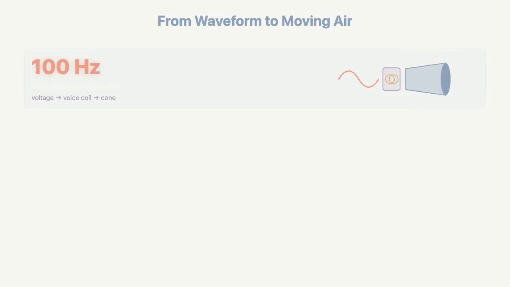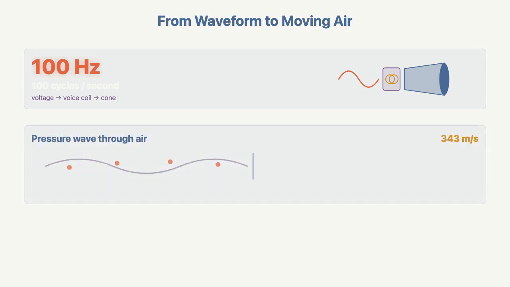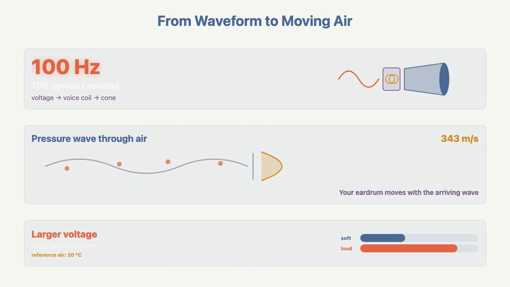A 100 Hz sine wave makes the voice coil move forward and backward 100 times per second, producing alternating compressions and rarefactions in the air. Those pressure variations travel through air at about 343 meters per second at 20 degrees Celsius. Your eardrum moves with the arriving pressure wave, and the cochlea converts that movement into nerve signals. A larger voltage usually drives a larger cone excursion, which creates a larger pressure variation and sounds louder. But the waveform matters just as much as amplitude. A complex waveform can preserve the sharp attack of a snare drum or the resonant vowels of a human voice.